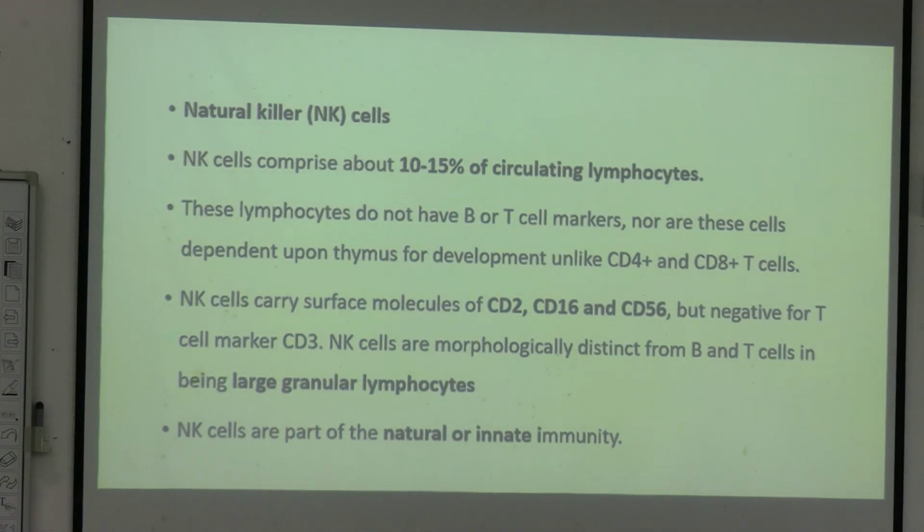Now natural killer cells. These comprise 10 to 15% of circulating lymphocytes. These lymphocytes do not have B or T cell markers, and neither are these cells dependent upon the thymus for development, unlike CD4, CD8 cells. NK cell surface molecules CD2, CD16, CD56 are markers of natural killer cells. NK cells are part of natural or innate immunity.